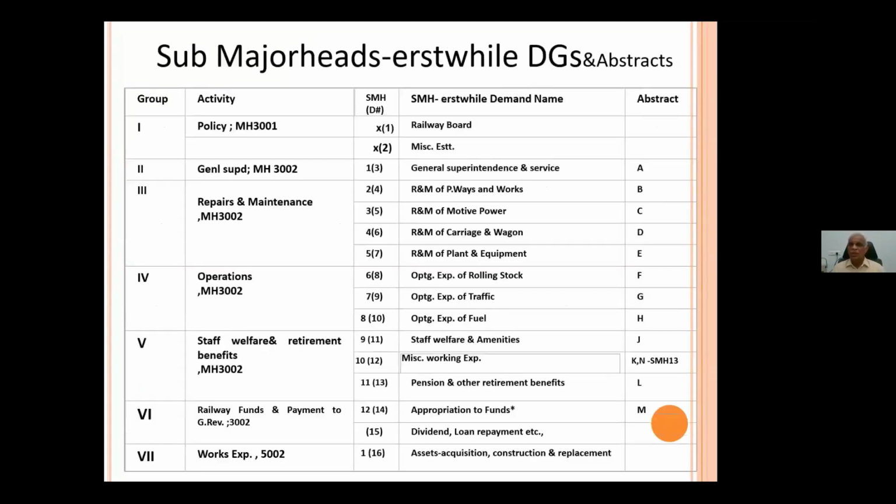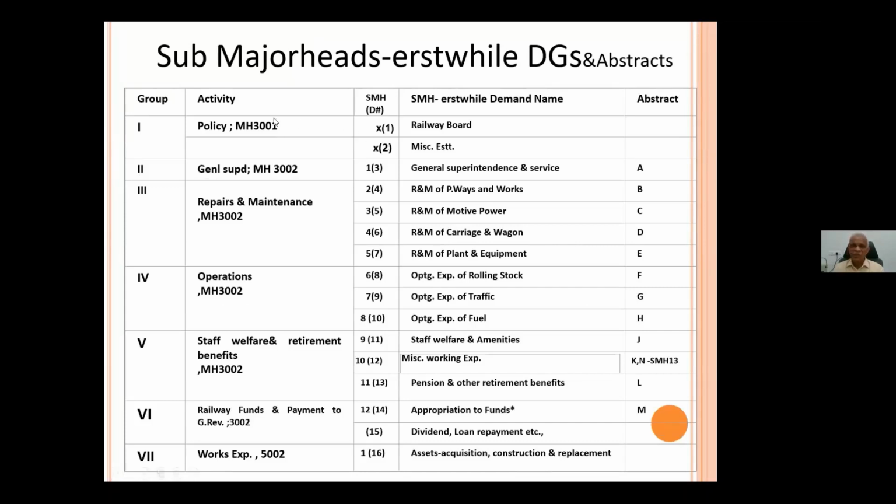So in a nutshell, how broadly, demand for grant is 84 or 85, whatever one demand is there. So sub major heads, major heads, sub major heads. I told you already. So those sub major heads were also very clearly given in this table. And for works under major head 5002, work-wise, source-wise, we have to project our requirements.